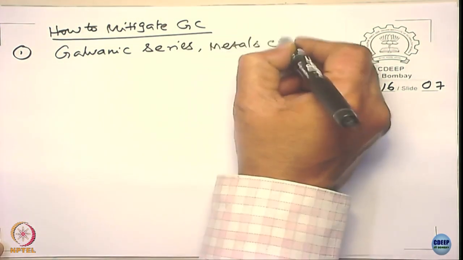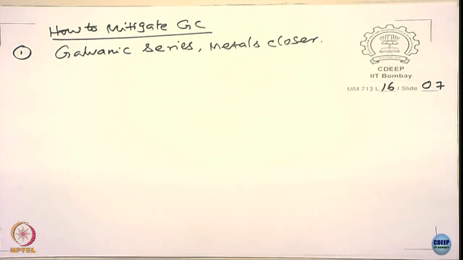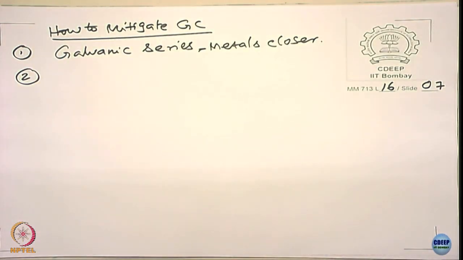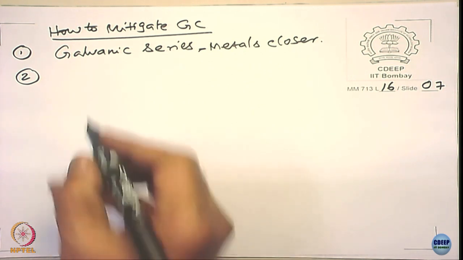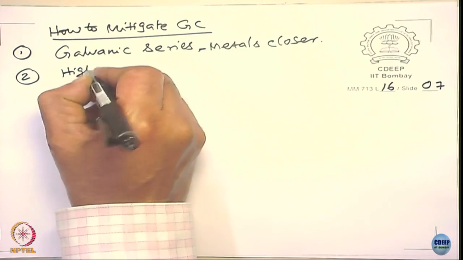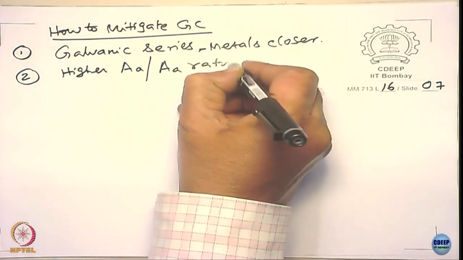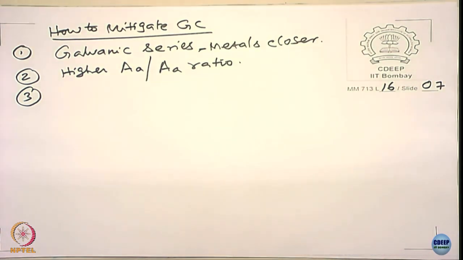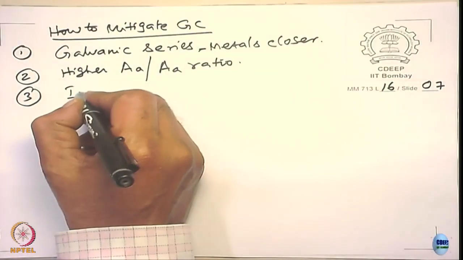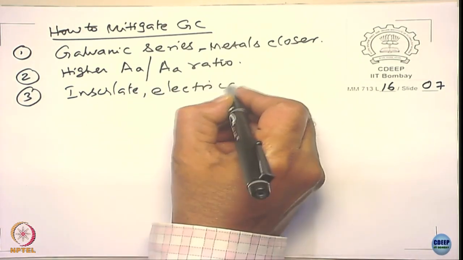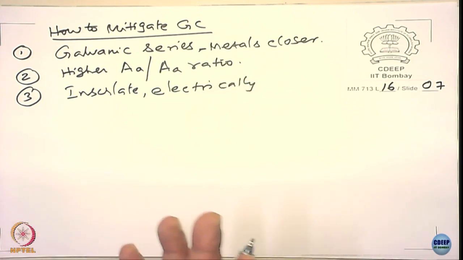Choose metals closer in the galvanic series. What more do I do? I can also look at higher anodic to cathodic area ratios, where it is possible. Then what happens? I can isolate electrically, right? I can insulate electrically. Please look at where possible, it may not be possible everywhere, okay.